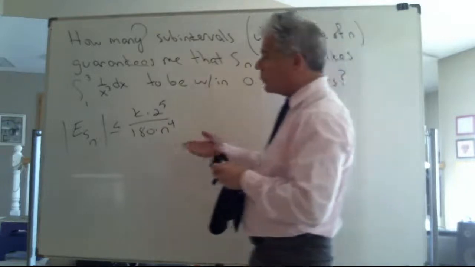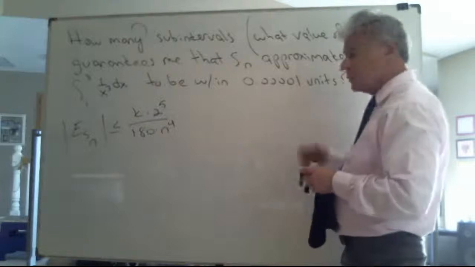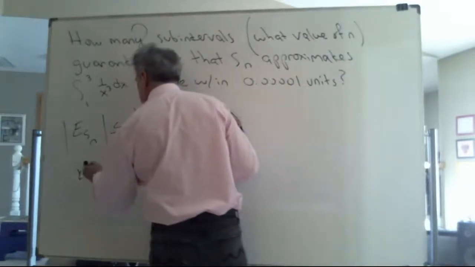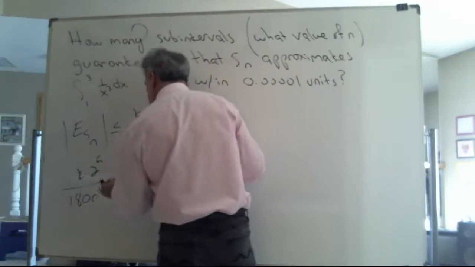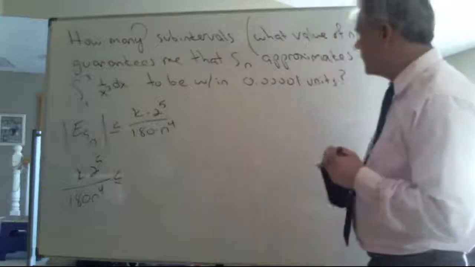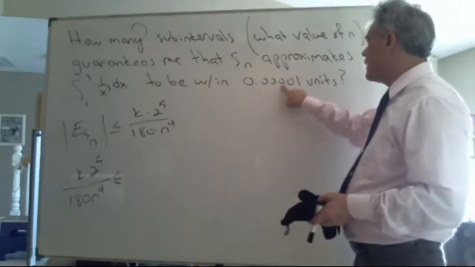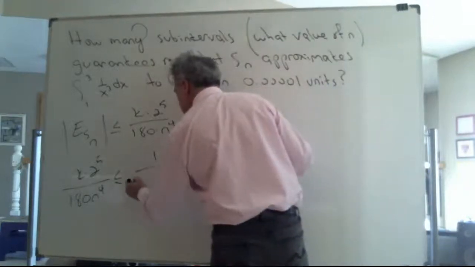Now, this is an upper bound for the error, but I want the error to be less than that, so K times 2 to the fifth all over 180 times n to the fourth should be bounded above by whatever that value is. I have no idea what it is. I made it up out of thin air when I wrote it on the board. Is it tens, hundreds, thousands, 10,000, 100,000? So 1 over 100,000.